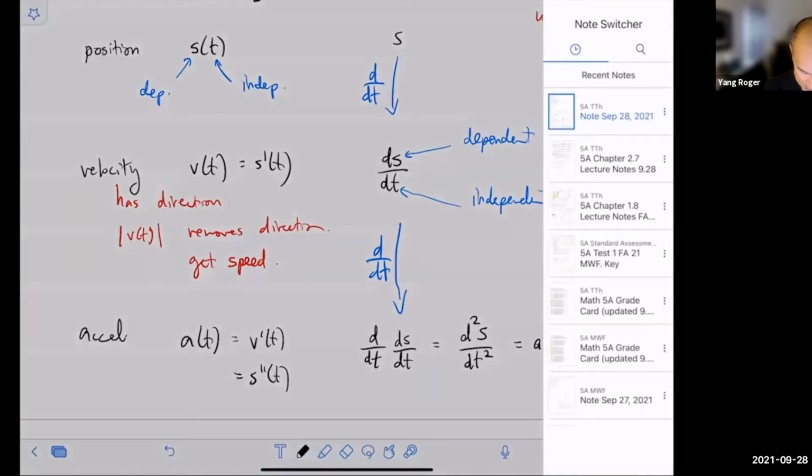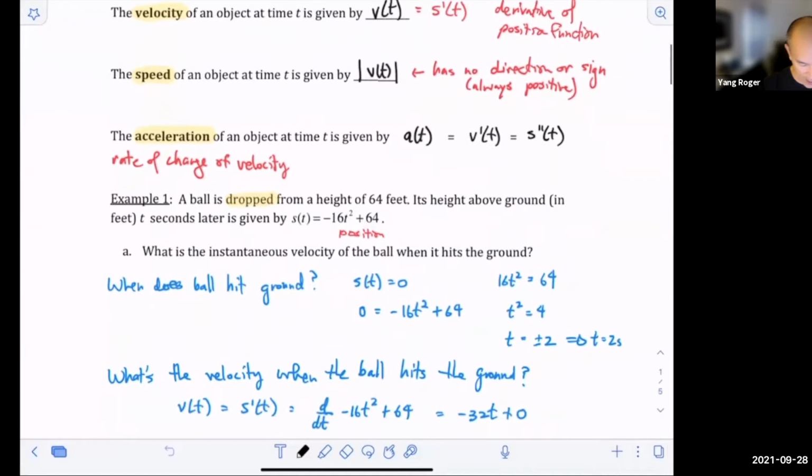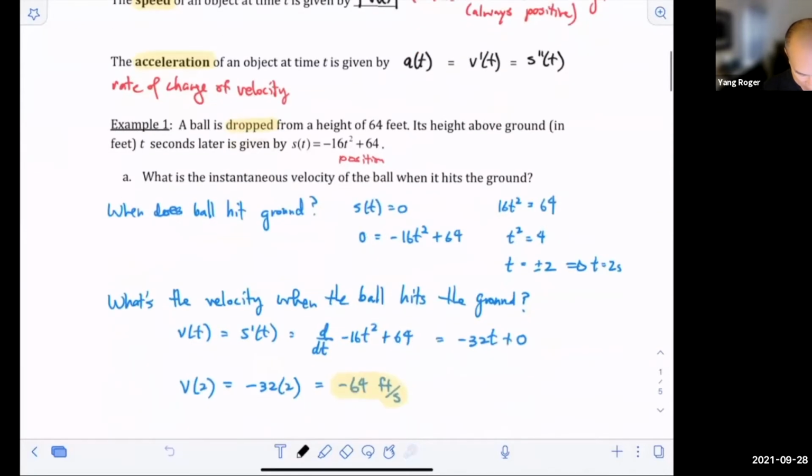Again, it's fine. So let's look at example one. Example one, the ball is dropped. That's important. From a height of 64 feet, also important. They give us a function for the height. So the function for the height is negative 16t squared plus 64.